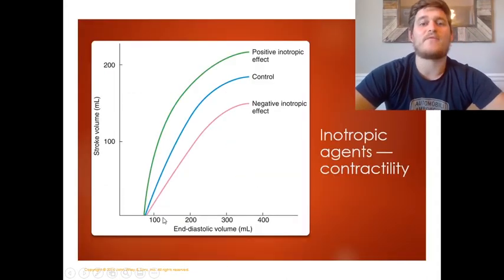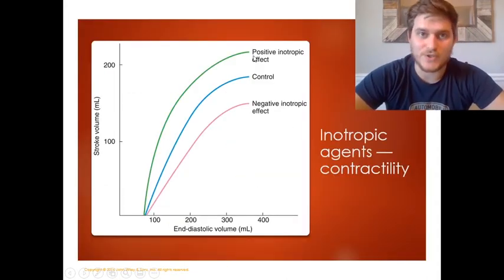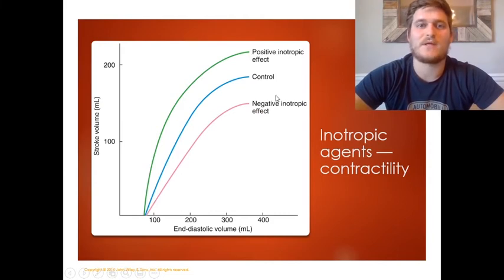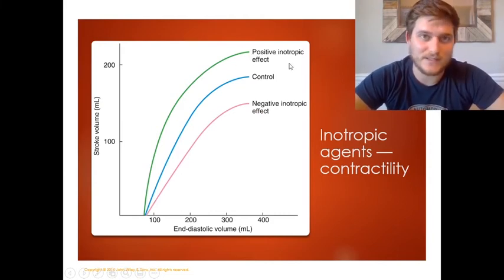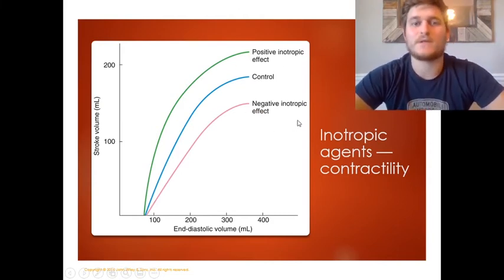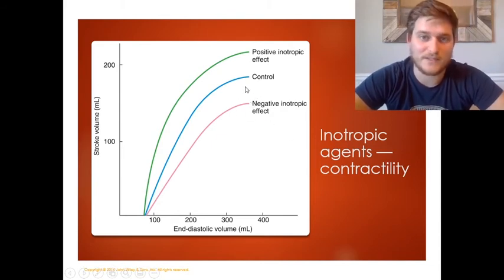But we also have what's called inotropic agents, which can either increase the amount of contractility of cardiac muscle fibers or decrease the amount of contractility from cardiac muscle fibers.